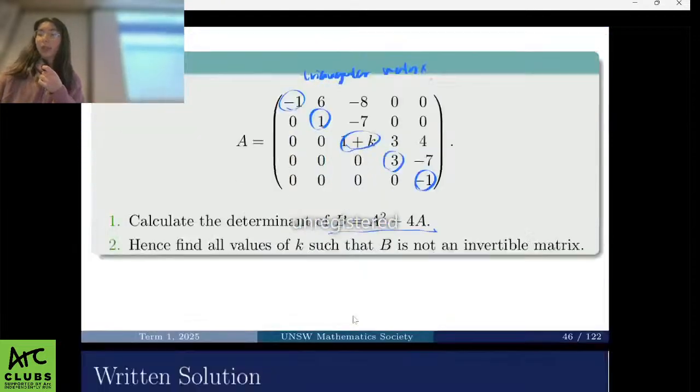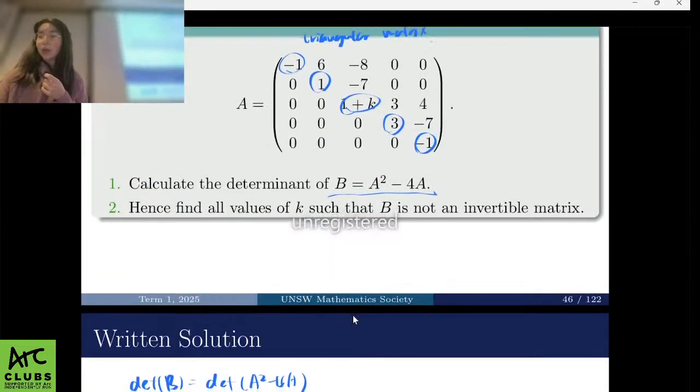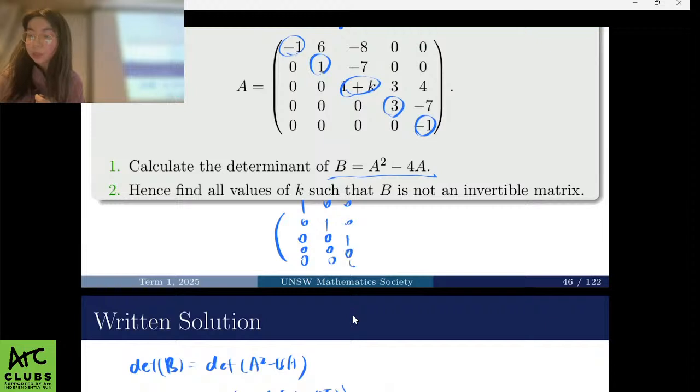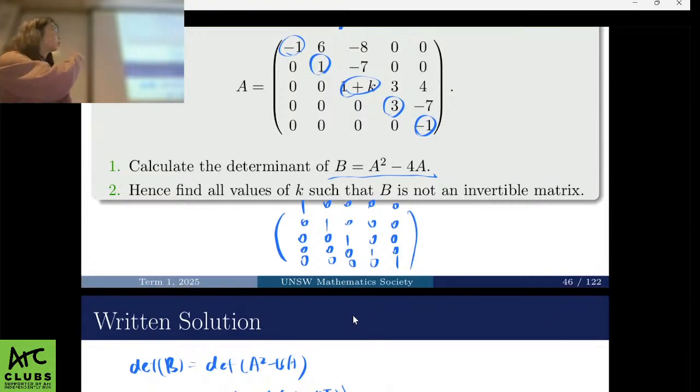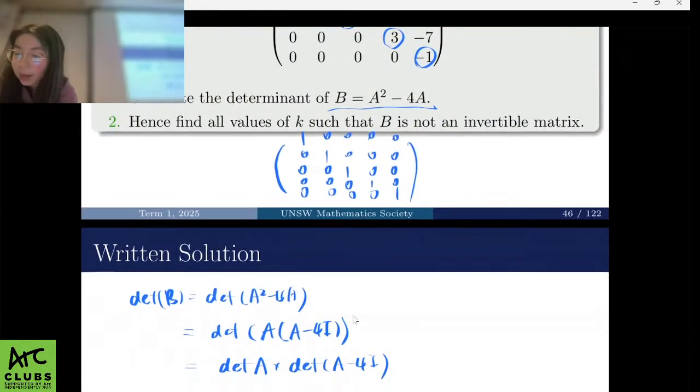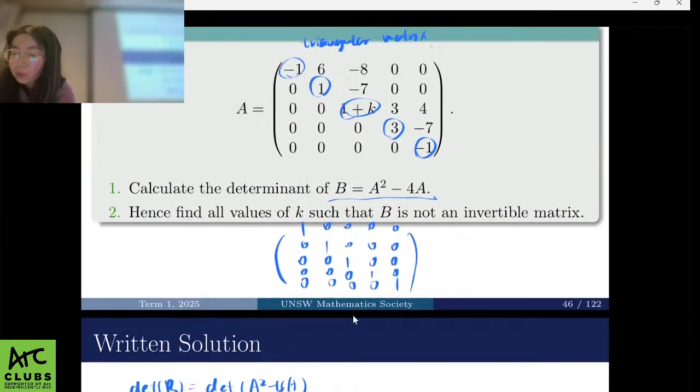So it's really easy to calculate what A minus 4I is, because for our identity matrix in 5 dimensions, we just have 1, 0, 0, 0, 0, then 0, 1, 0, 0, 0, then 0, 0, 1, 0, 0, then 0, 0, 0, 1, 0, and 0, 0, 0, 0, 1. So essentially, the identity matrix is when you have a 1 across the main diagonal, but everywhere else is 0. For identity matrices, if you multiply by any matrix, you just get the matrix itself. Okay, so let's compute what A minus 4I is.